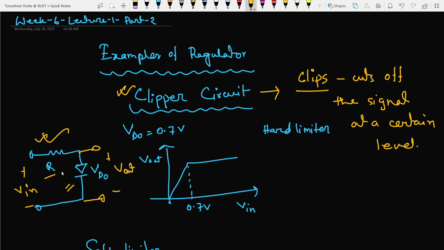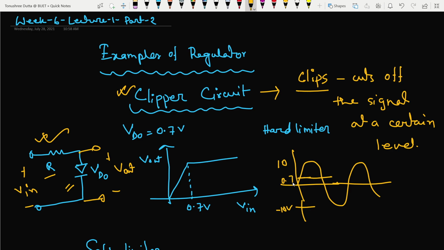Whatever my input signal is, say it peaks at 10 volt and gets the negative peak at minus 10 volt. Whenever my input signal is greater than 0.7 volt, I know that my diode is going to be forward biased. So at the diode end, if I take the output Vout, I'm just going to get 0.7 volt. Whenever my input is greater than 0.7 volt, it is just going to clip the signal off at 0.7 volt. That is why it is called a clipper circuit.